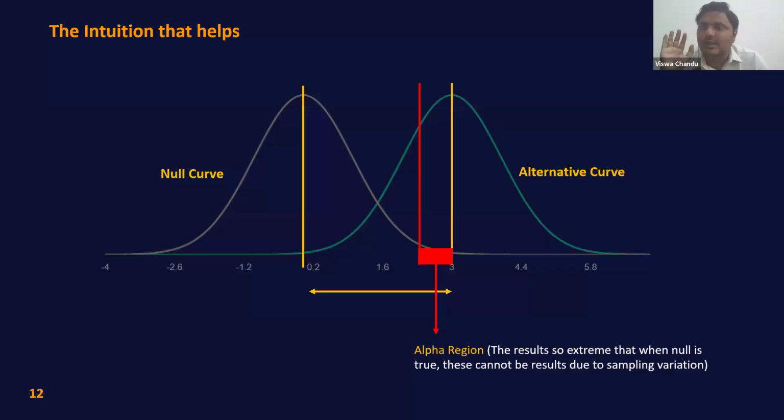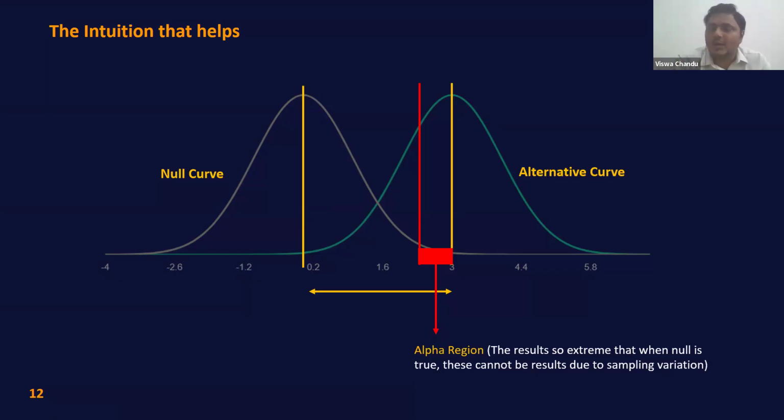Once you have decided that your alpha is 5%, this critical value is fixed on your null hypothesis curve. It is something beyond which only 5% of the area of your null hypothesis curve lies. And this is the alpha region. In this region, the results are so extreme that when the null hypothesis is true, these results cannot be due to sampling variation. So when your test statistic lies to the right of this critical value, what you say is that you reject the null hypothesis.